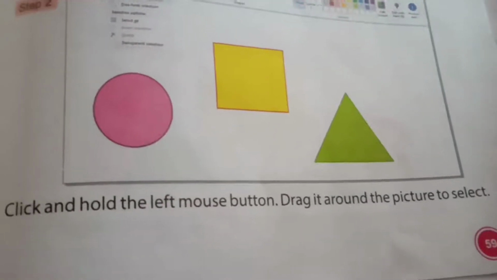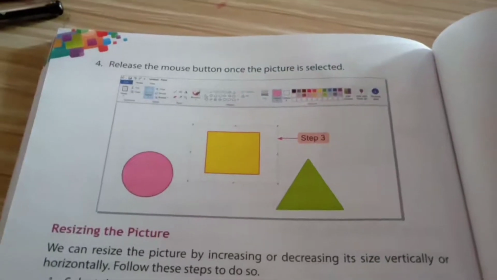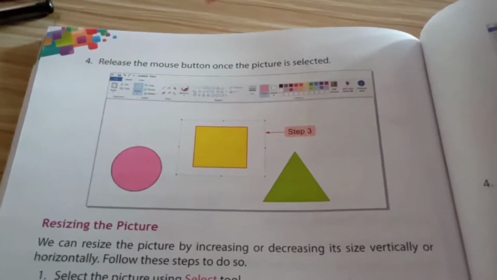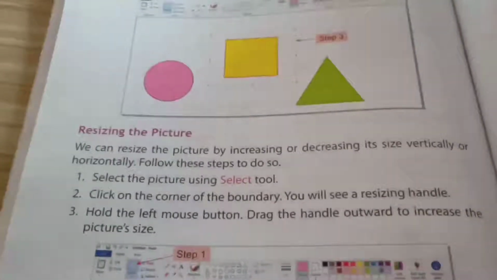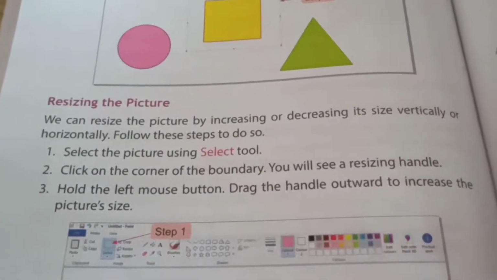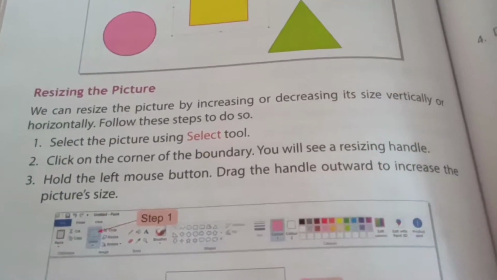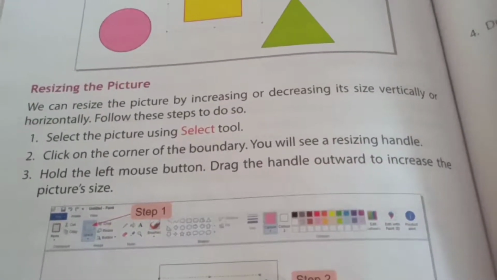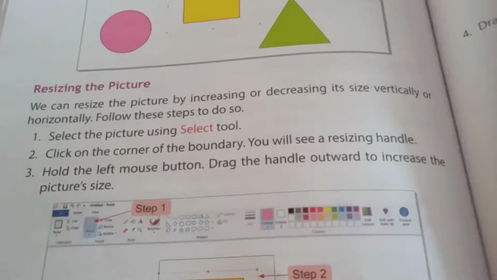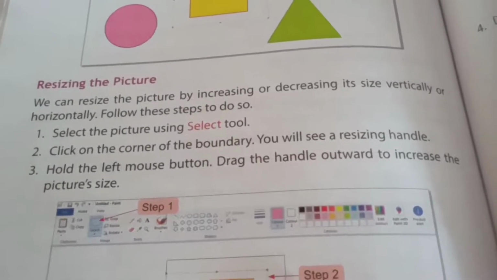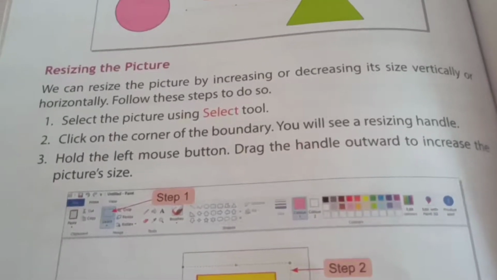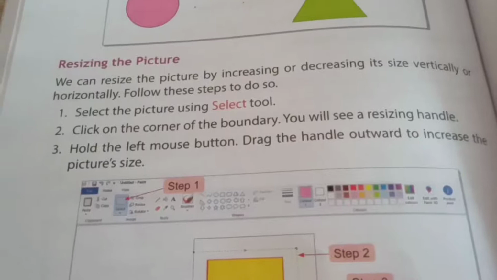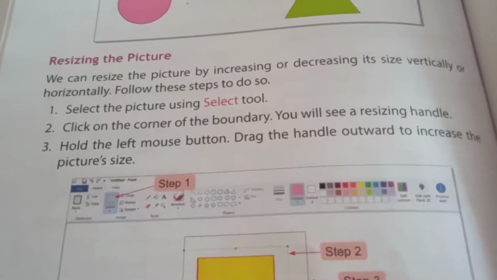Go to the next page. Page number 60. Number 4, release the mouse button once the picture is selected. Here step number 3 is given. Now resizing the picture. We can resize the picture by increasing or decreasing its size vertically or horizontally. How can we resize the picture? By increasing or decreasing its size vertically or horizontally. You have to follow the steps. Follow the steps to do so.